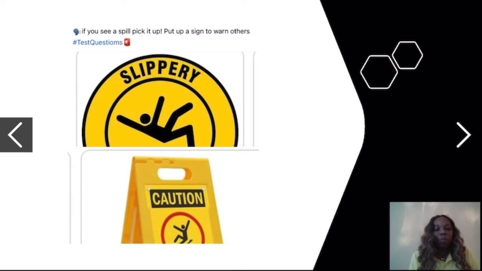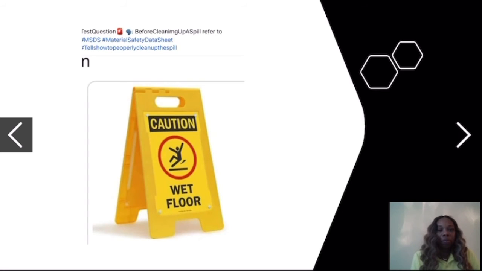If you see a spill, pick it up, and put up a sign to warn others that it is slippery in that area to prevent future falls. You want to refer to the material safety data sheet before cleaning up a spill. The material safety data sheet will tell you a safe way to clean up the chemical that has spilled.